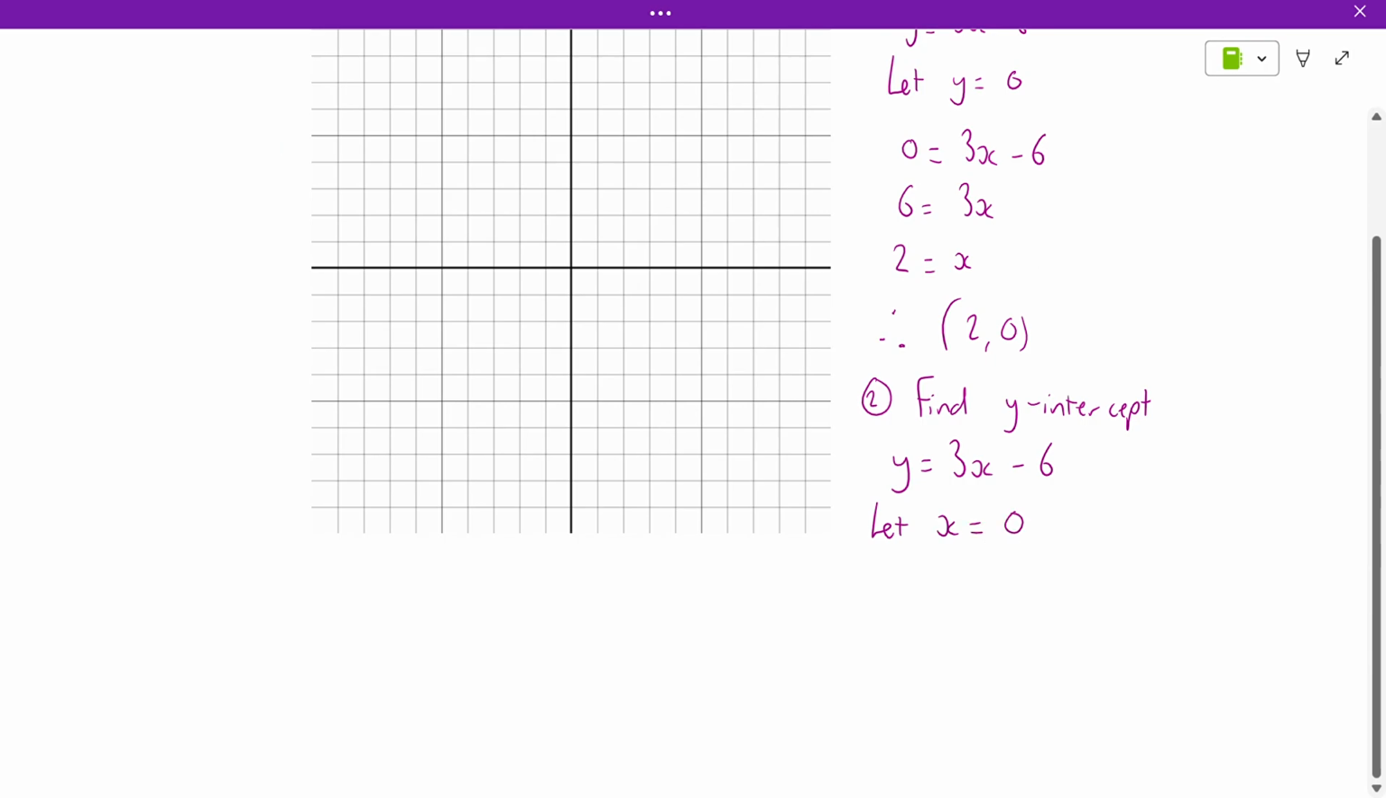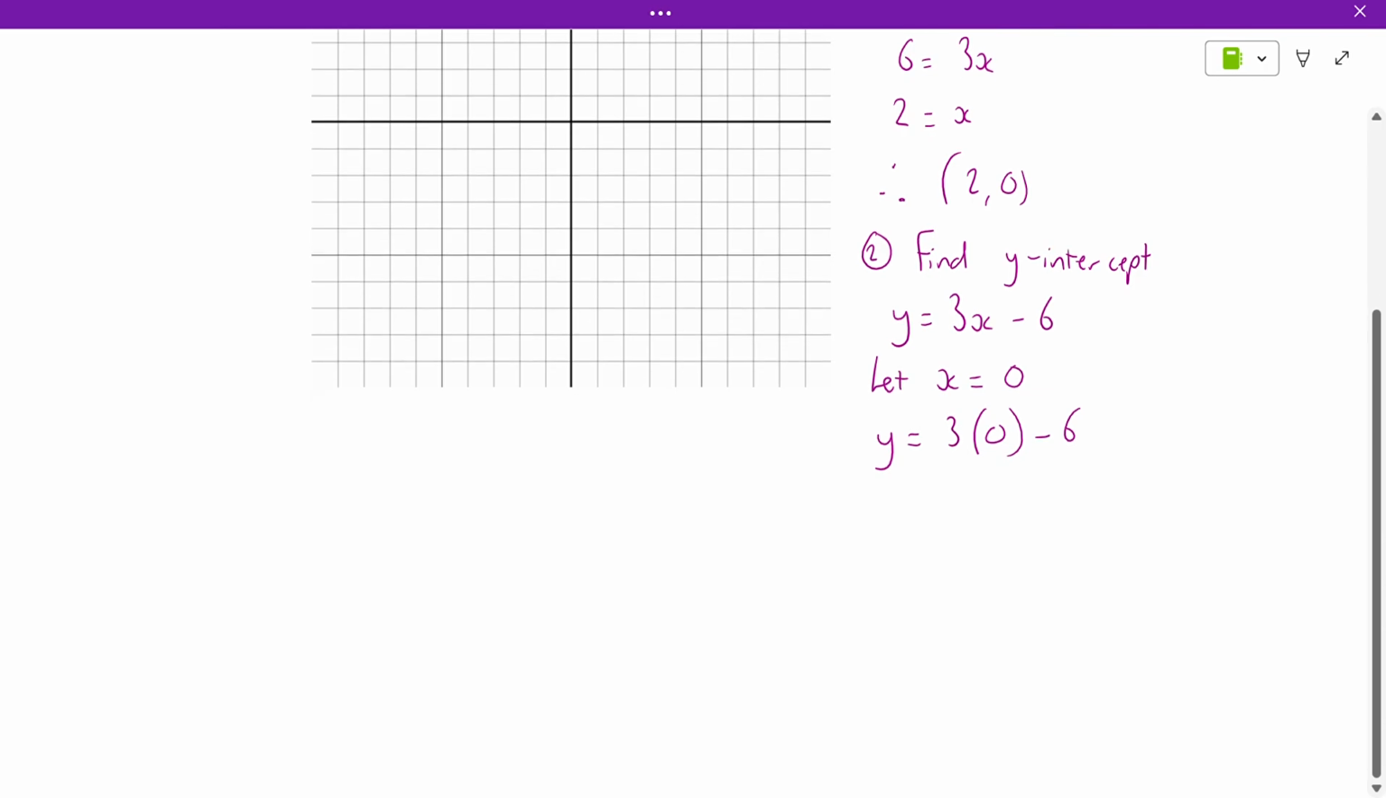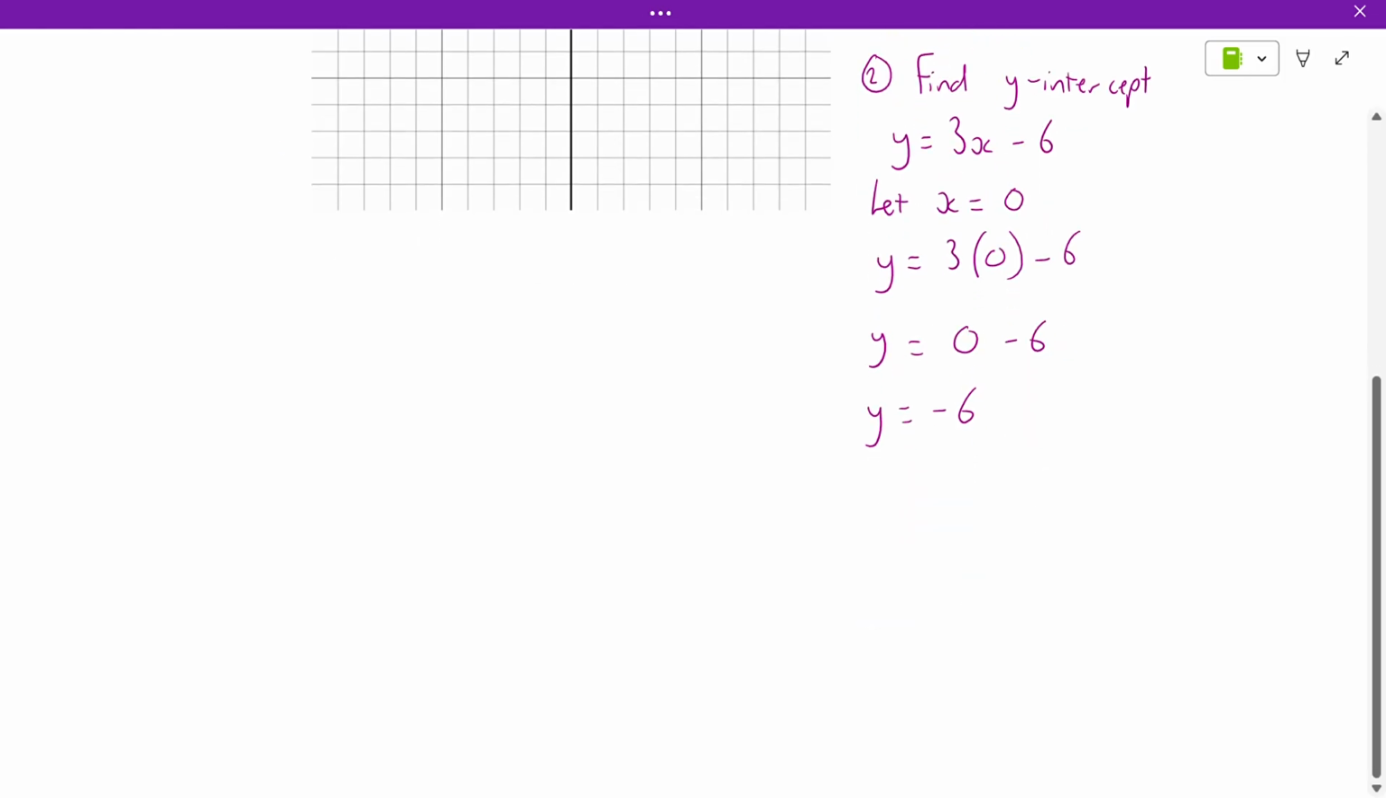x equals 0. Therefore, y equals 3 times 0 minus 6. 3 times 0 is just 0, and we've still got the minus 6. So y equals negative 6. Therefore, we've just found our second coordinate. When x is 0, y is negative 6.